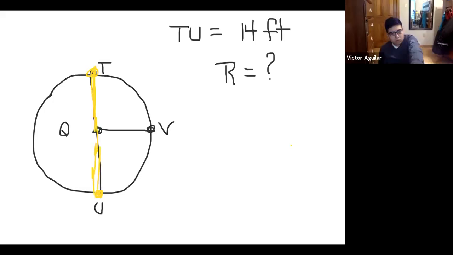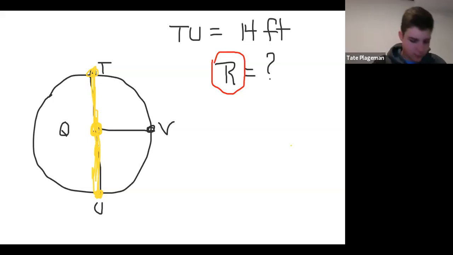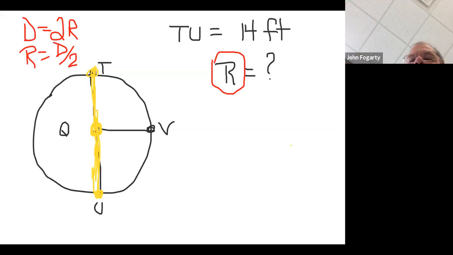There's TU, which is also a diameter. It's a diameter, right? So what do we know is the relationship between a diameter and the radius? The radius is how much of the diameter? Half. Yeah, it's half. So we know the diameter is 2 times the radius. So the radius is the diameter divided by 2. So the radius has to be 14 divided by 2. So what's your radius? 7.